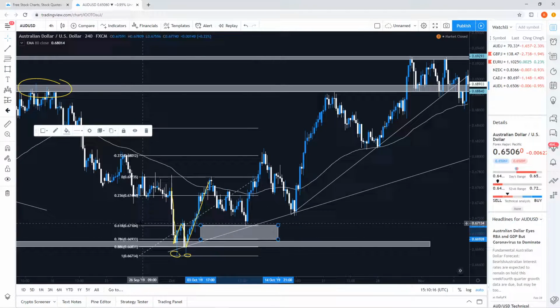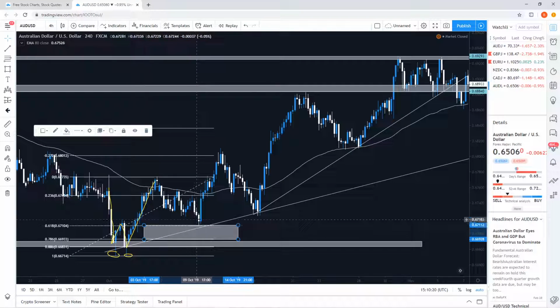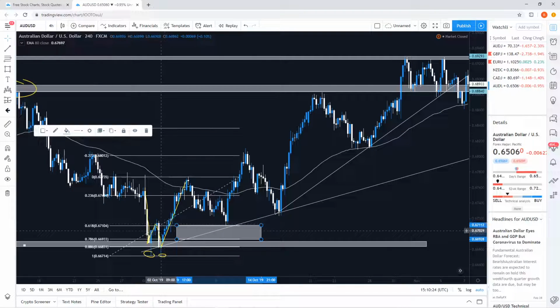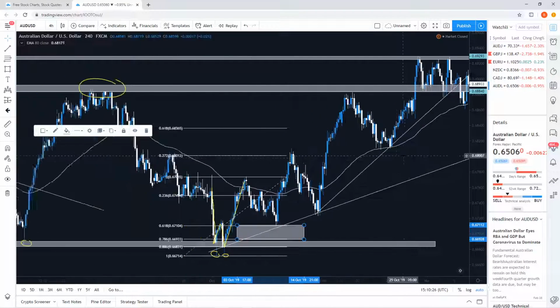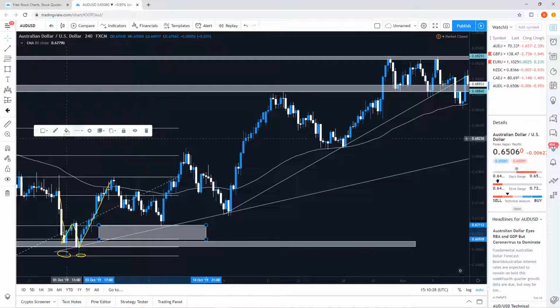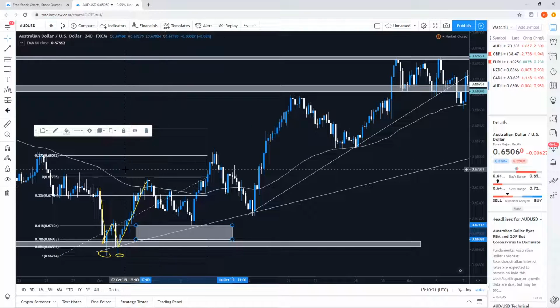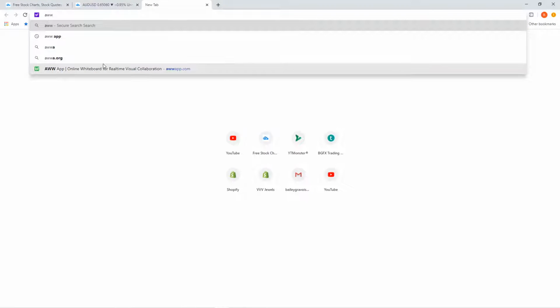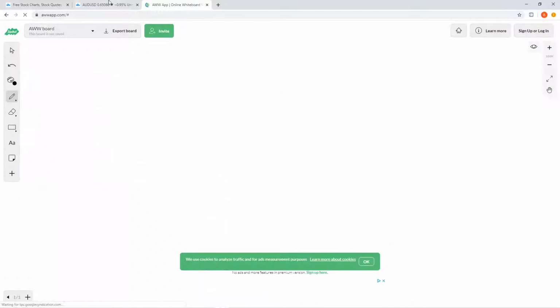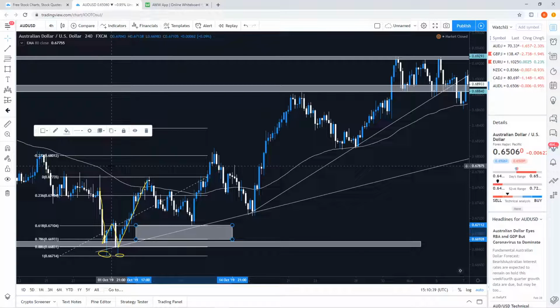There you have it. Our entry zone, of course, is 786 through the 618, but we do have a perfect touch of our 618. The 618 is also in confluence with this future ascending trend line that was being formed. So on the lower time frame, let me go to this app here, and I want to show you guys what price movement would actually look like on the lower time frame.